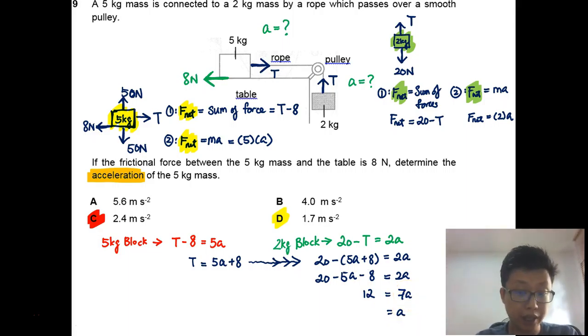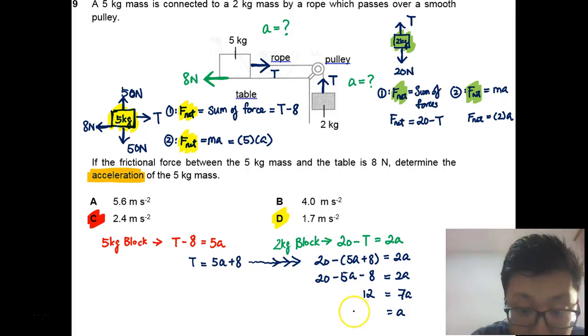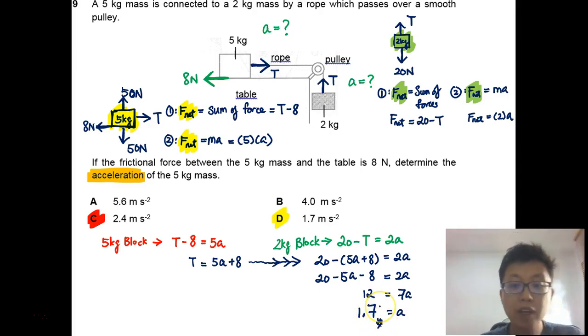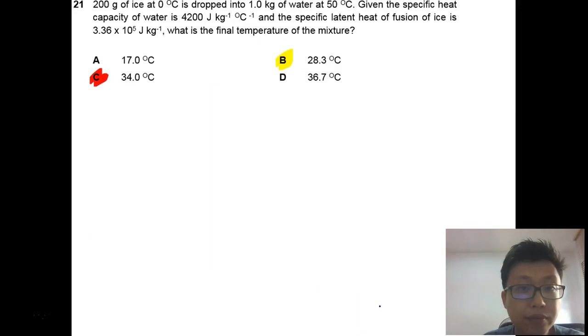So let's check, what do I get? Yep, I will get 1.7. Okay, so that's how I do it.